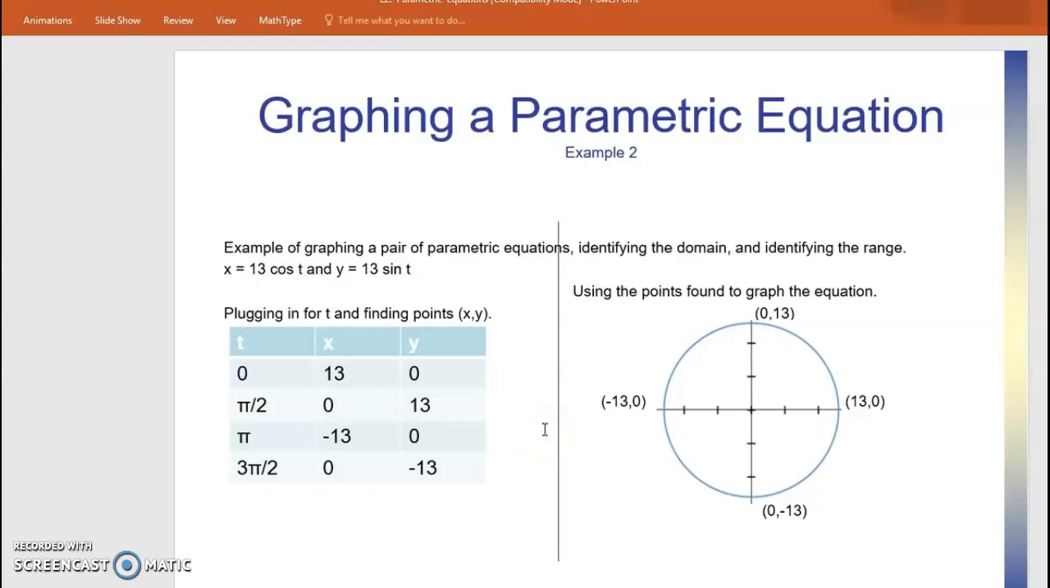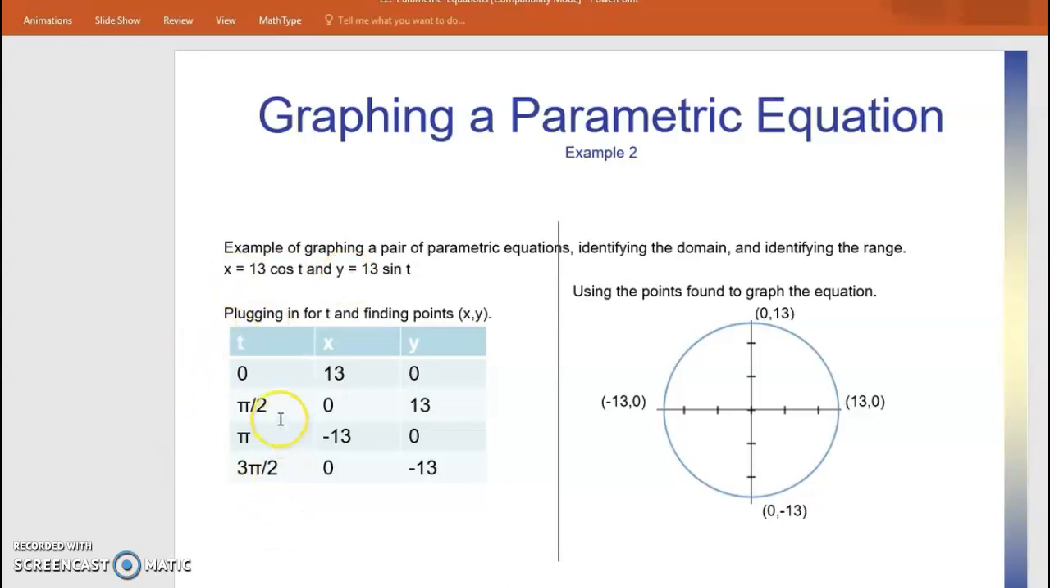Looking at another example of graphing parametric equations. This time, the equations given to us are x equals 13 times the cosine of t and y equals 13 times the sine of t. As always, you plug in values for t of your choice. There are no restrictions this time. And you would solve for x and y.